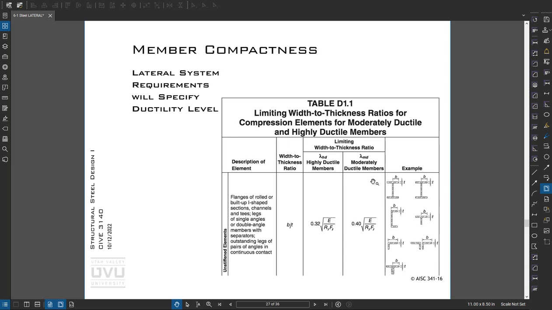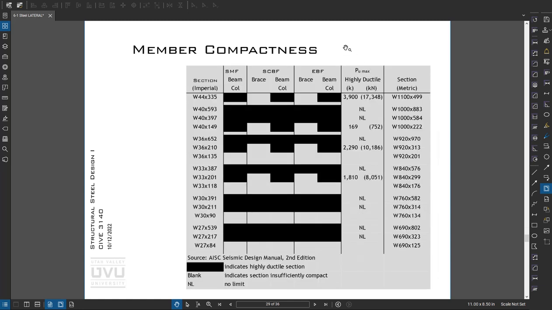And then there are limits on the width to thickness ratio of different elements to make sure that they don't locally buckle and have a reduced capacity from what we expect them to have. So you calc B over T, and depending on if you need highly ductile or moderately ductile members, you'll have its acceptance ratio next to it there. This table or something similar to this will give you different acceptability for different sections.